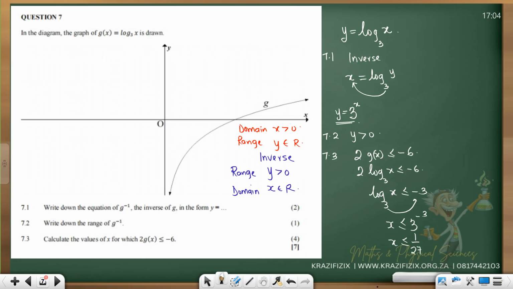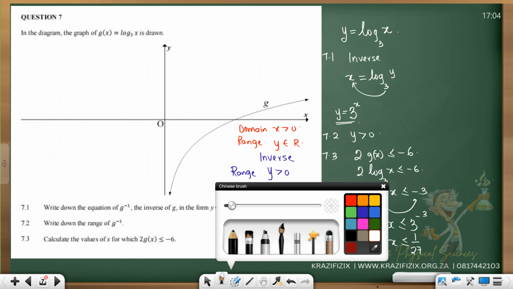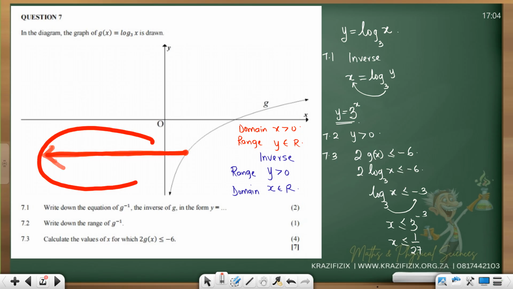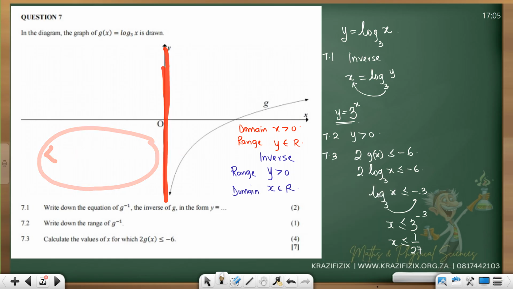Now, please and please, don't just write your answer and walk away. You are saying x is less than 1 over 27, which means somewhere here, we don't know, somewhere here. But when I say less than 1 over 27, it falls across all of this. But do you notice there's no graph here? The graph actually ends here. That's my asymptote. Oh, so I must bound my answer.